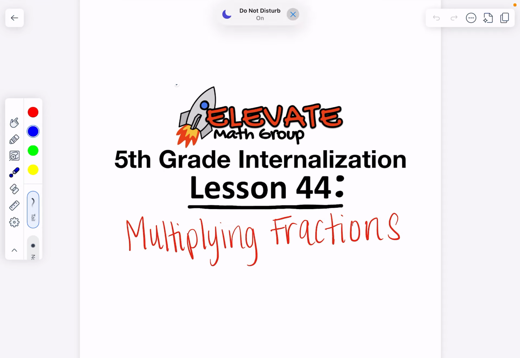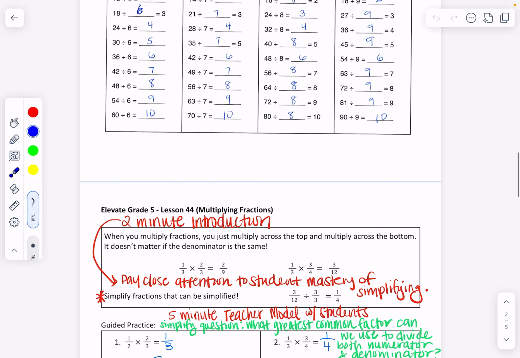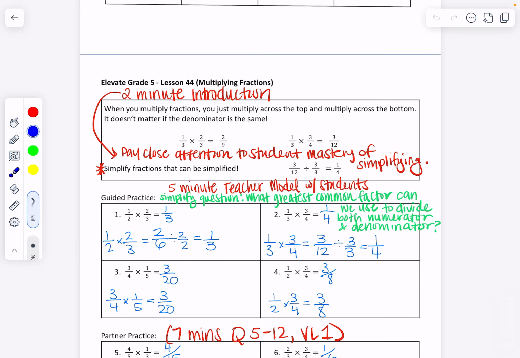Hi everyone, for our 5th grade Elevate groups, lesson 44 is on multiplying fractions. This is yet another example of a skill that students probably have demonstrated success in the past. So I don't anticipate that we will spend too much time on the nuances of this skill. Students will know that they have to multiply the numerators together straight across and then multiply the denominators together to get their answer. However, just like yesterday, we want to pay special attention to simplifying those fractions.